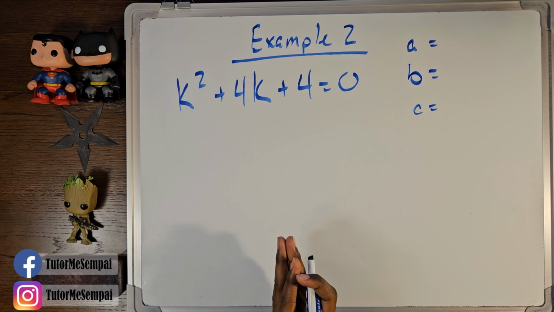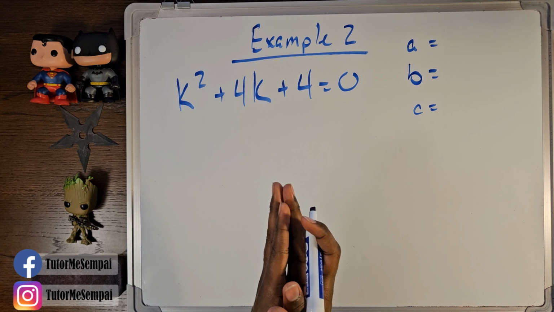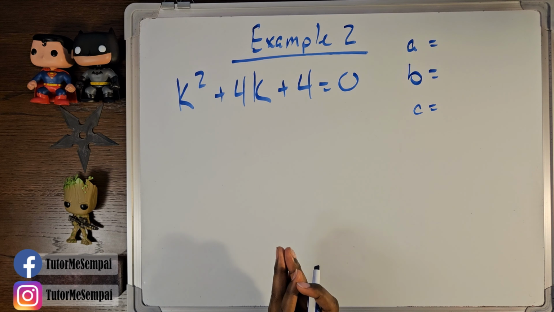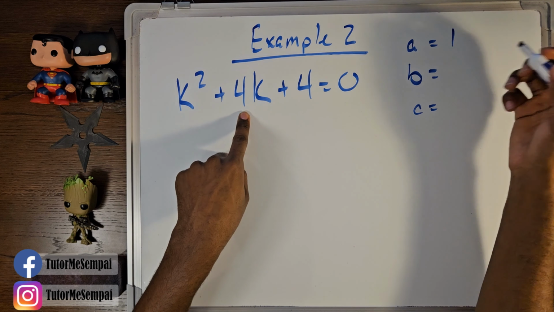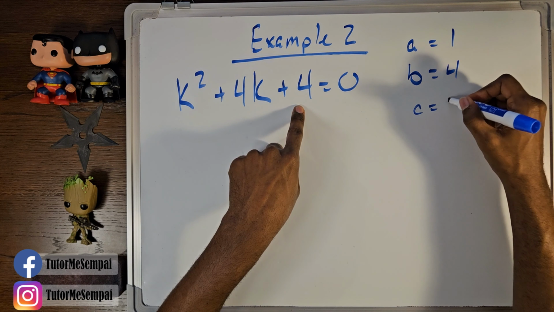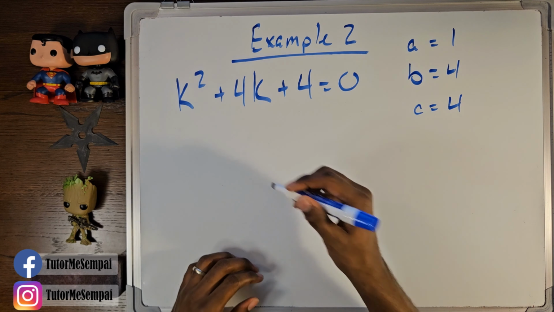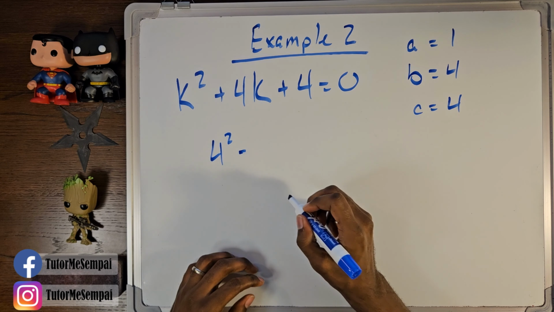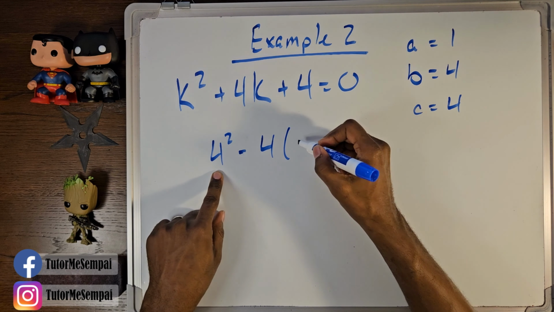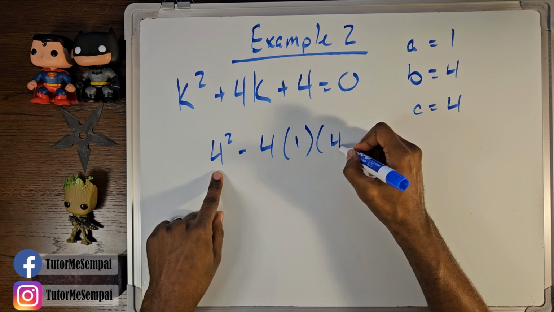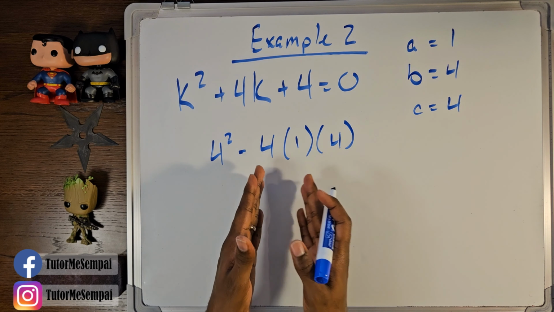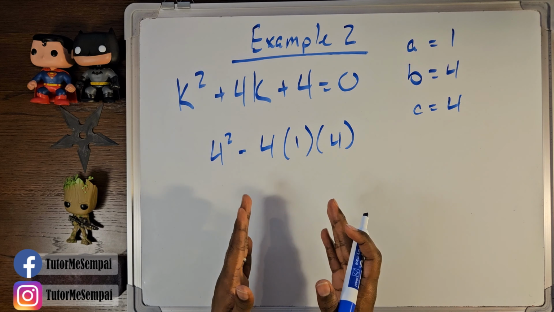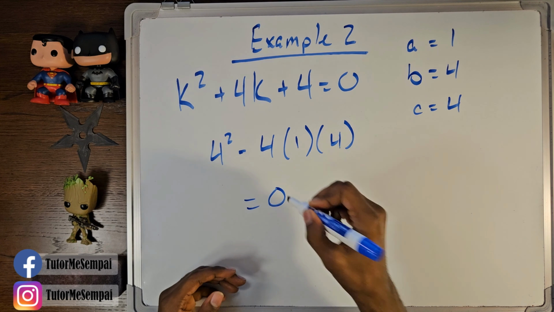In our second example, we have k squared plus 4k plus 4 equals 0. Now let's first identify our a, b, and c and move into plugging them into our discriminant. So our a is going to be 1. We have a b this time. It's going to be 4, and our c is going to be 4 as well. So plugging all that in means we're going to have 4 squared minus 4 times a, 1 times c, which is another 4. And you can kind of see what's happening here. 4 squared minus 4 times 1 times 4, which is pretty much 4 squared. This is going to all cancel out and give us 0.